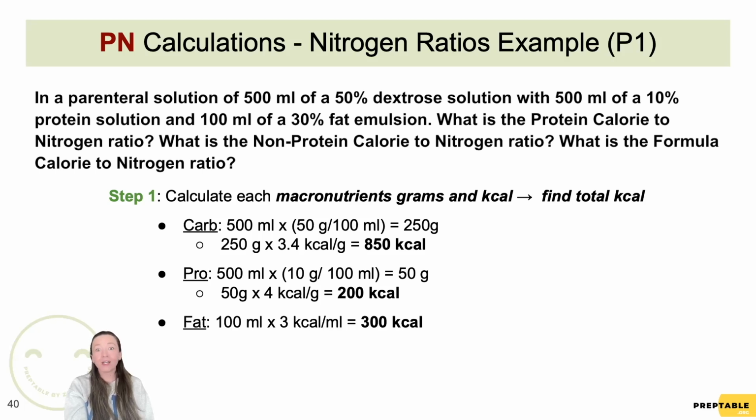Finally, fat. We have 100 mL, and here we can find the kcals directly. 100 mL times 3 kcal per mL, because it's a 30% fat emulsion, equals 300 kcal.